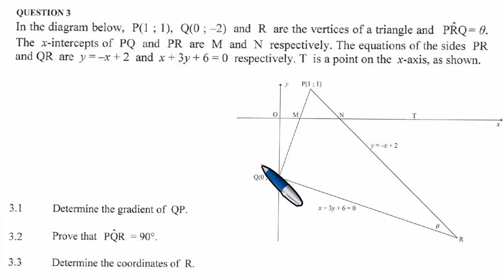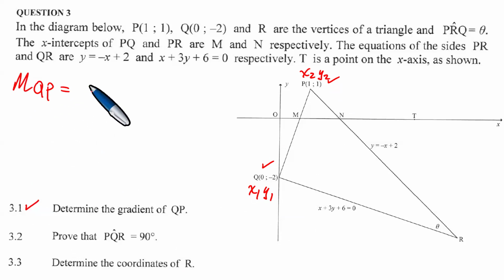So we identify Q and P. If the examiner uses the language QP, you're moving from Q to P, in which case you have (x1, y1) and (x2, y2). This is like vectors. Okay, right. So we're looking at 3.1 and to find the gradient. I'm going to send you homework after this. Right, the gradient of QP equals delta y over delta x.